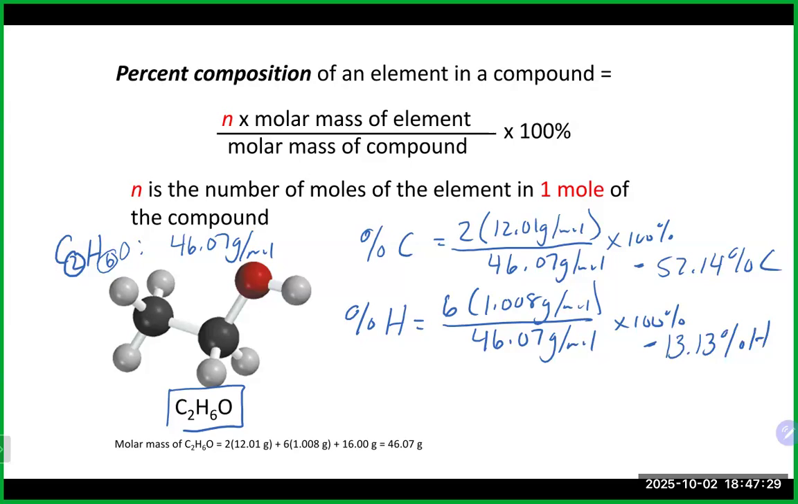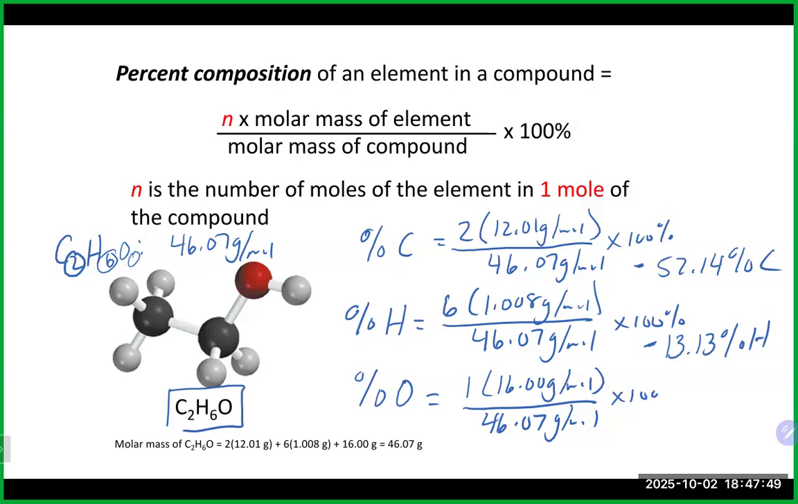percent hydrogen. And lastly, our last element there is basically 1 oxygen. So the percentage of oxygen is 1 times 16 grams per mole divided by 46.07 grams per mole times 100%, right? We'll take 16 divided by 46.07 times 100, and it's about 34.73% oxygen. So by mass here, this compound is mostly carbon and oxygen, with about 13% being hydrogen.